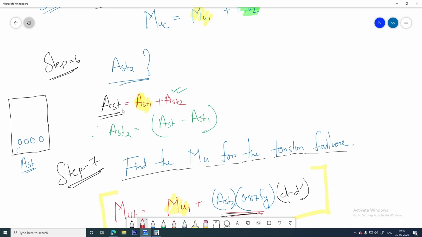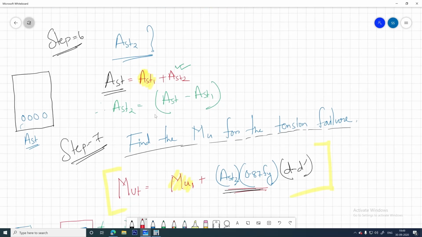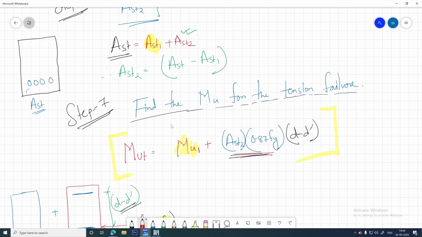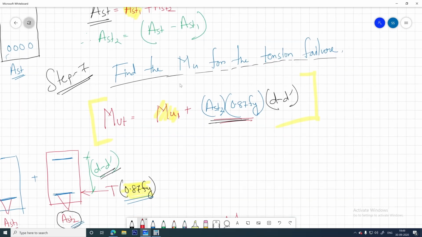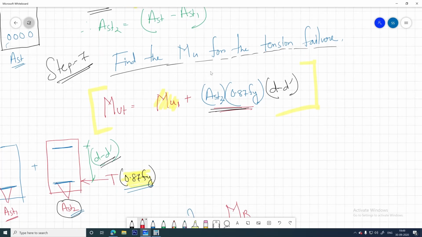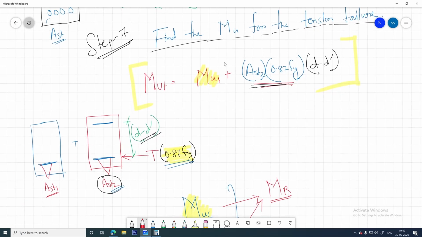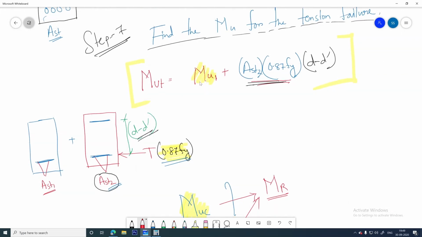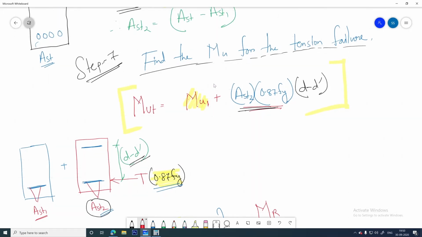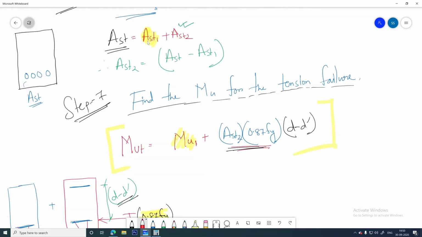Now step 6, you determine the AST2. How? AST equals AST1 plus AST2, so from that equation you can get the value of AST2. Step 7, find the moment for the tension failure. That is a very easy concept, as I told you last time, MUT equals MU1 plus the balance moment due to the effect of the AST2, and AST2 can be determined using the formula AST equals AST1 plus AST2.